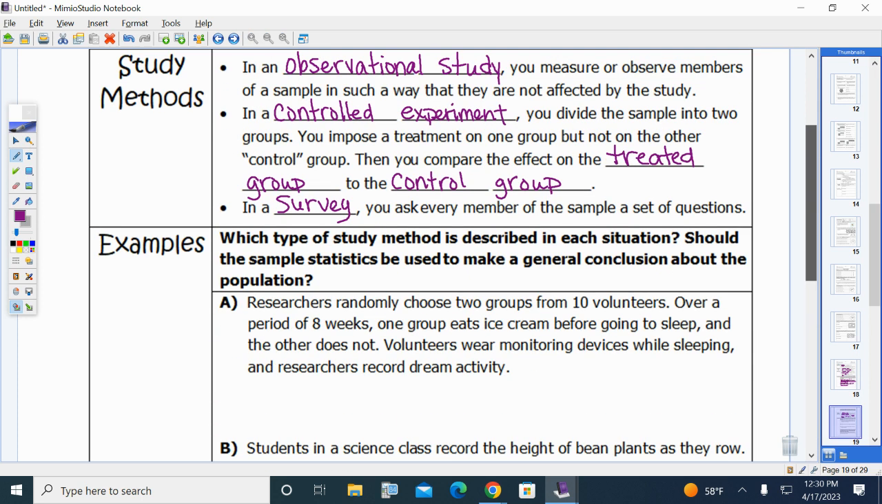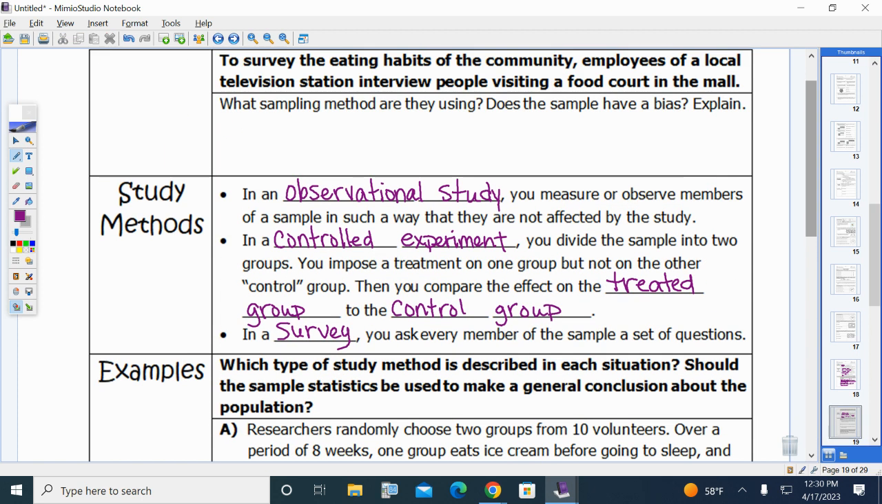All right, let's move on to the next section, which is the study methods. So we've got, in an observational study, you measure or observe members of a sample in such a way that they are not affected by the study. So you're watching them. That is it. You are not interacting. In a controlled experiment, you divide the sample into two groups to impose a treatment on one group but not the other, the control group. Then you compare the effect on the treated group to the control group.